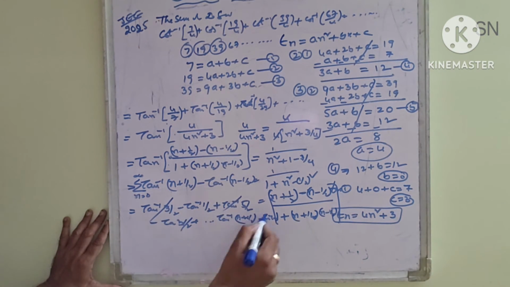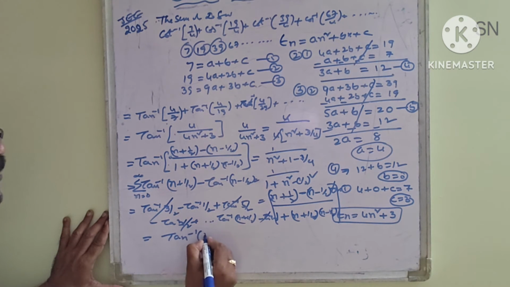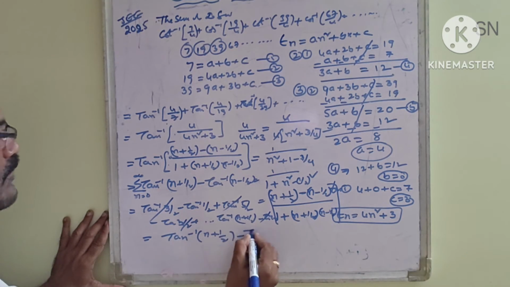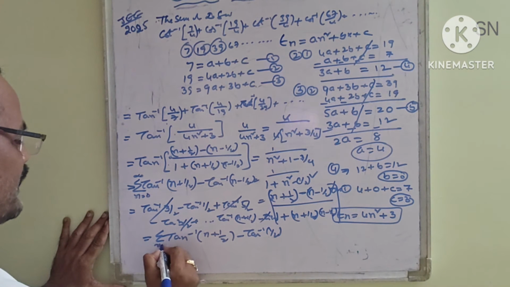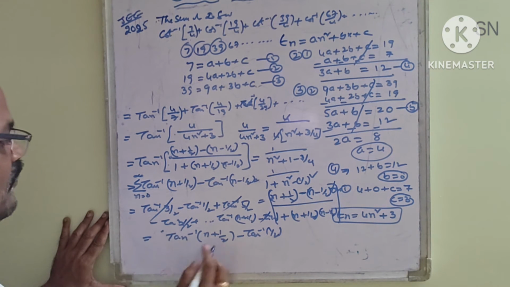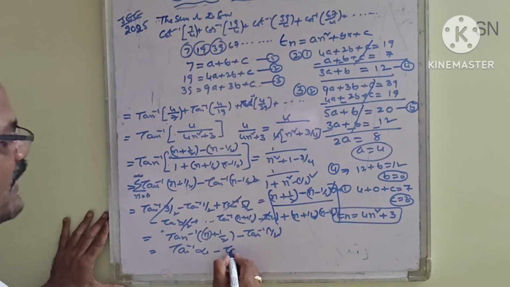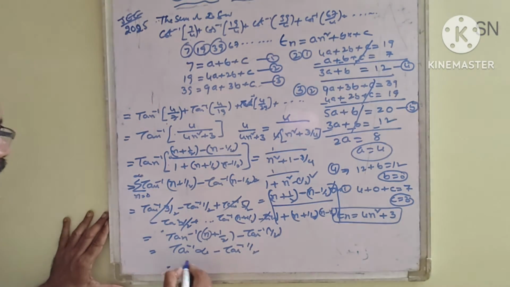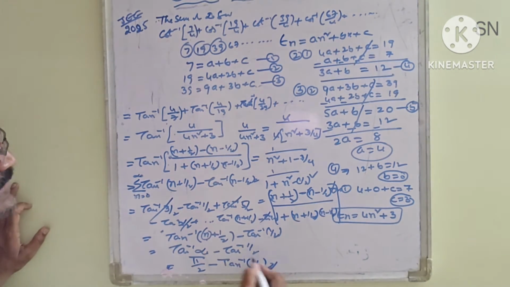Here both cancel, and so finally the value is tan inverse of n plus 1 by 2 minus tan inverse of 1 by 2. So summation, where n is infinite, so tan inverse of infinity plus something, infinite, minus tan inverse of 1 by 2. So tan inverse of infinity means tan 90 is infinite. So pi by 2 minus tan inverse of 1 by 2 is the answer.